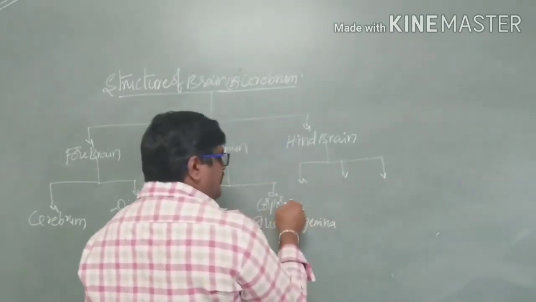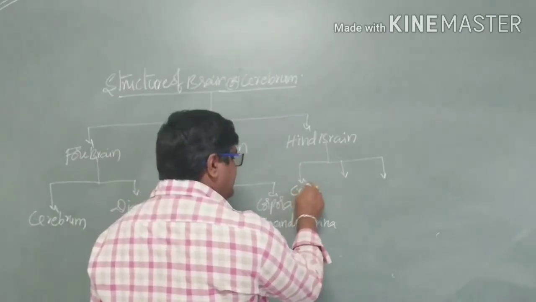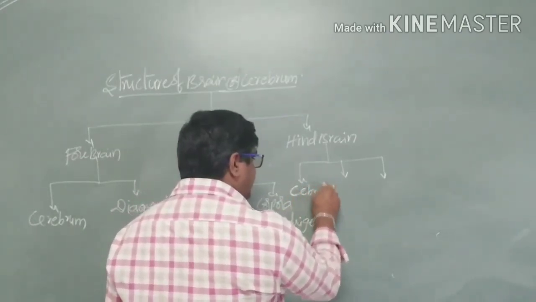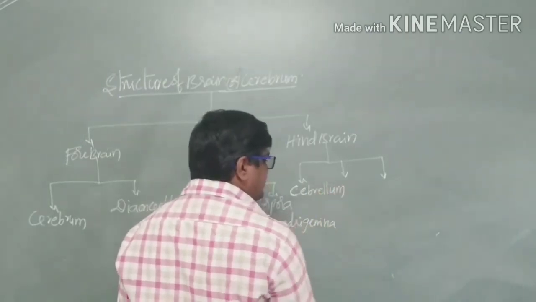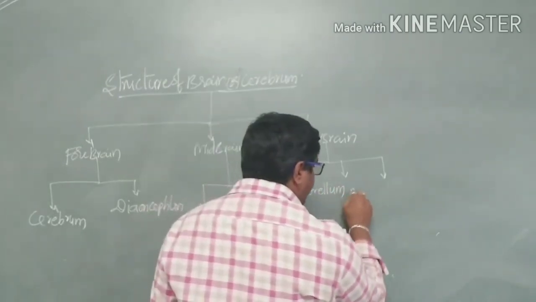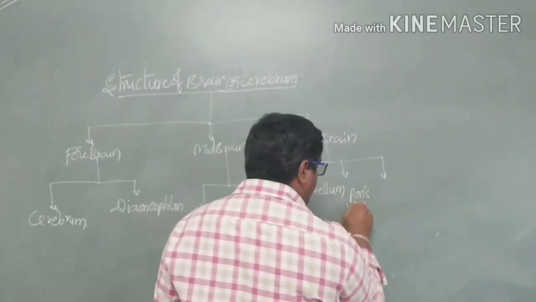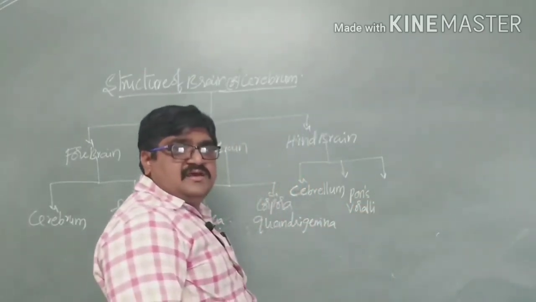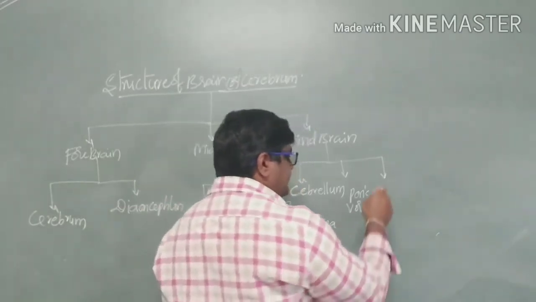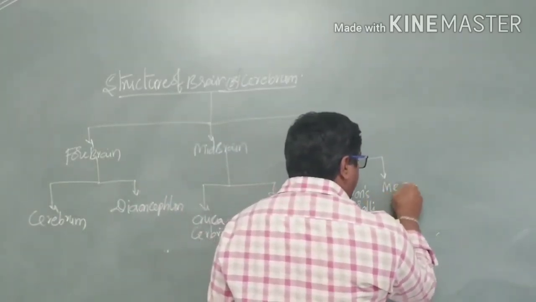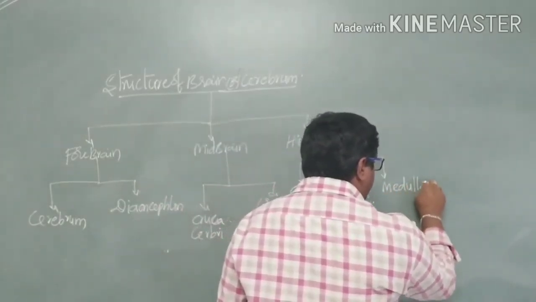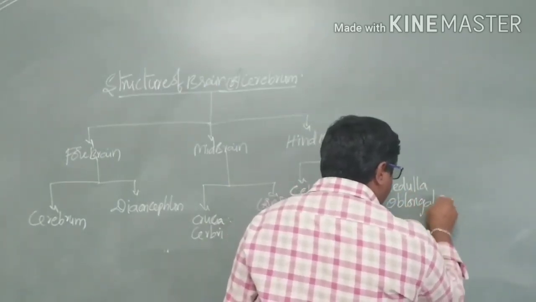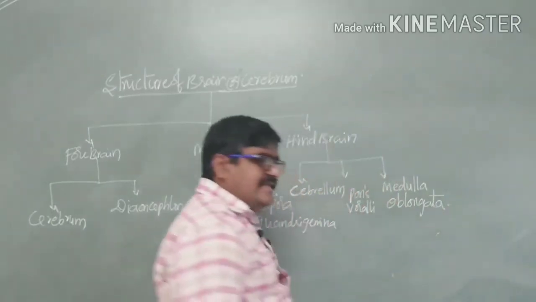The first one is called the cerebellum. The second one is the pons varolii, and the third one is the medulla oblongata. So these are the three regions.